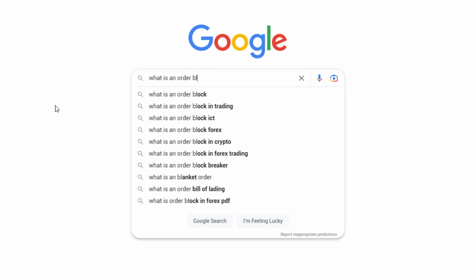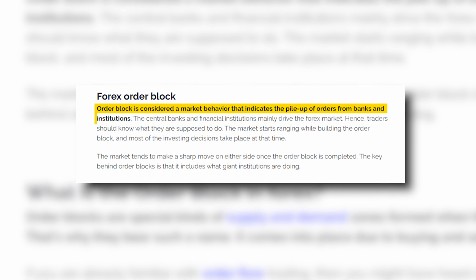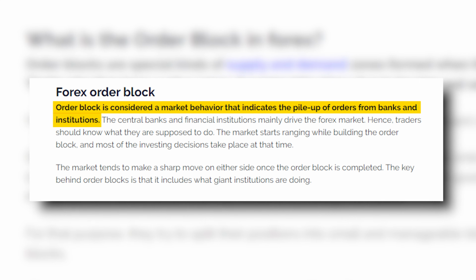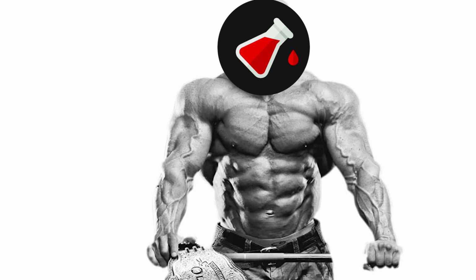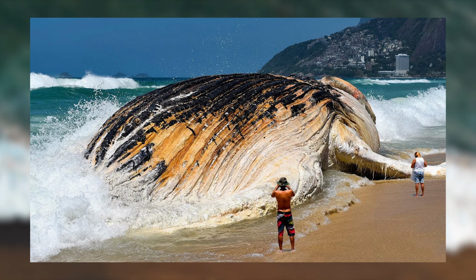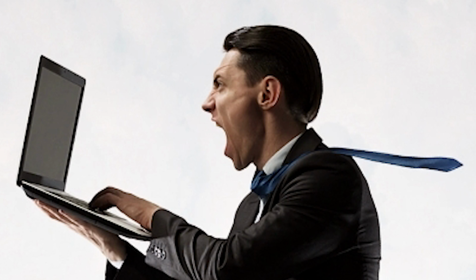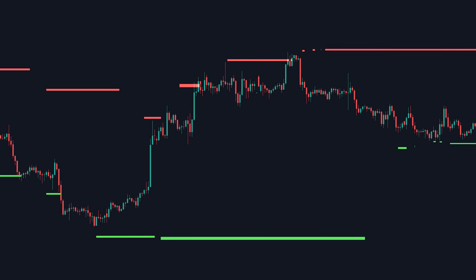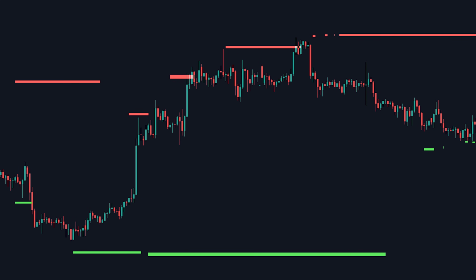So what is an order block? An order block is considered a market behavior that indicates the pileup of orders from banks and institutions. As you may already know, me, you, your Uncle Rob, players like us do not control the direction of the market at all. We are just a pure guppy in the ocean of whales when it comes to trading. These ginormous banks and institutions with infinite amounts of cash are the ones that control the direction of the market. So if you put 1 and 2 together, it's pretty important to know when these institutions are entering and exiting.